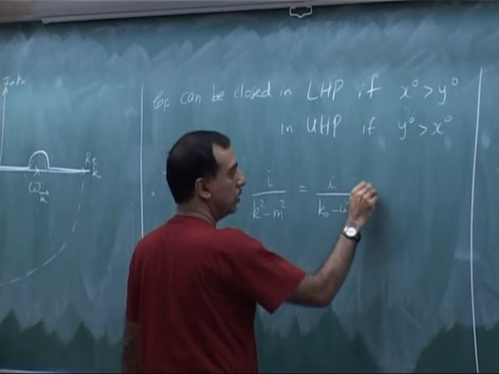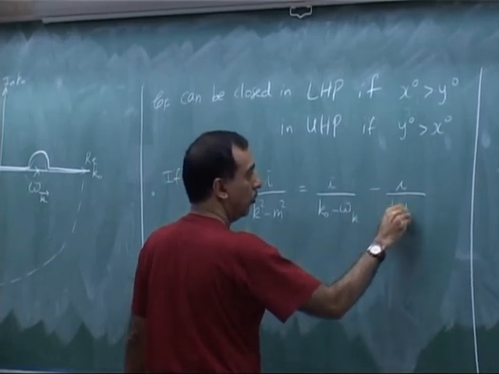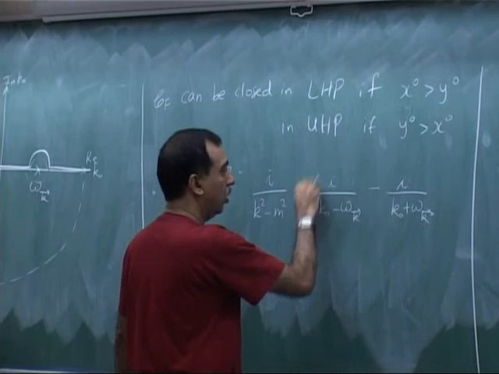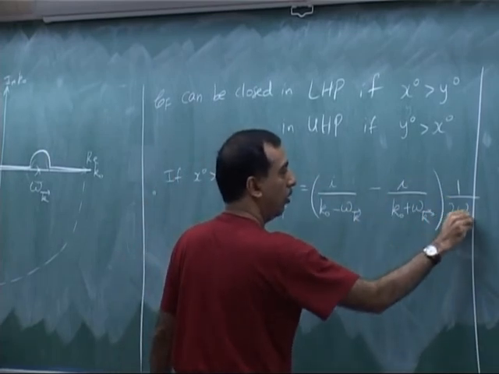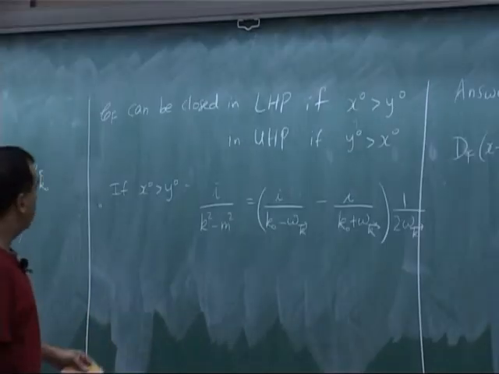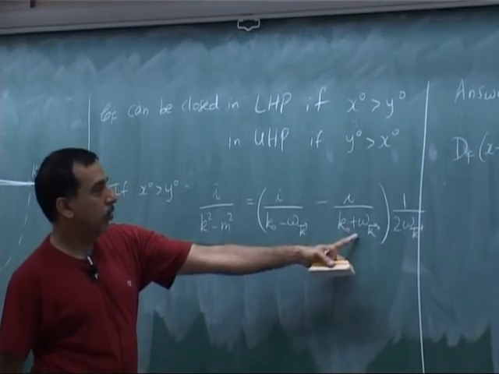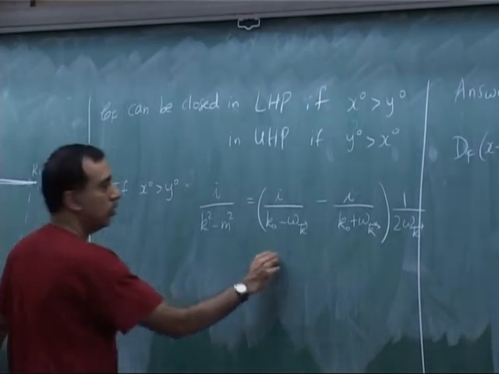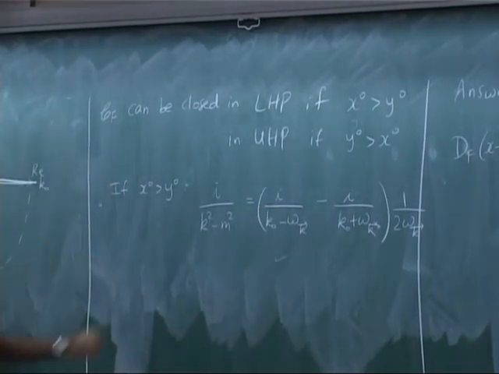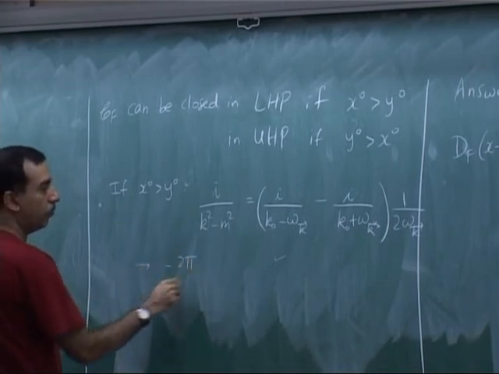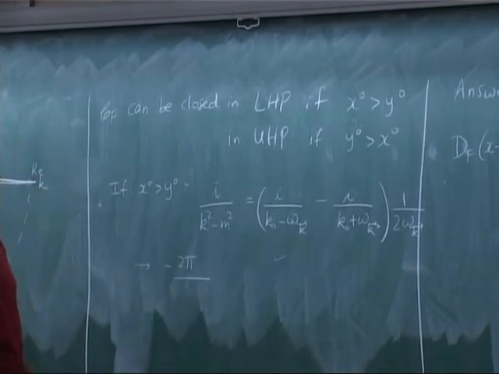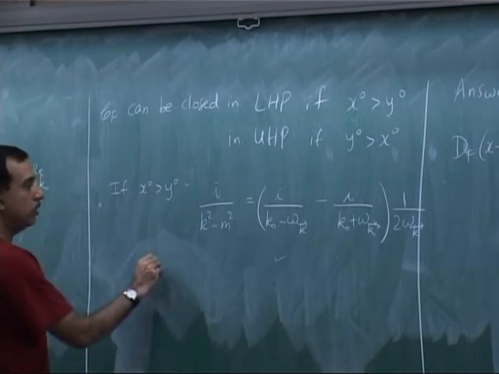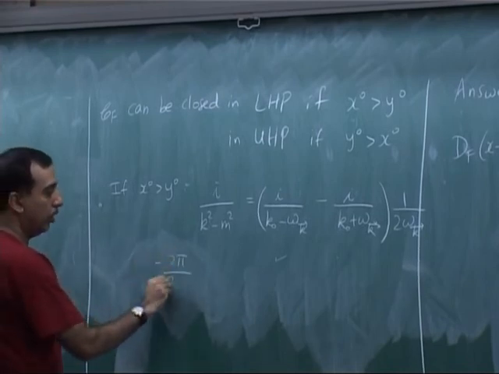Plus or minus? Minus i upon k naught plus omega k, divided by 2 omega k. Now this pole, k naught at minus omega k, is of no interest to me, because it's not being caught by this contour. Only this pole is interesting. So this pole just gives me 2 pi i. So I get minus 2 pi upon, so actually minus, so I simply get minus 2 pi upon 2 omega k.